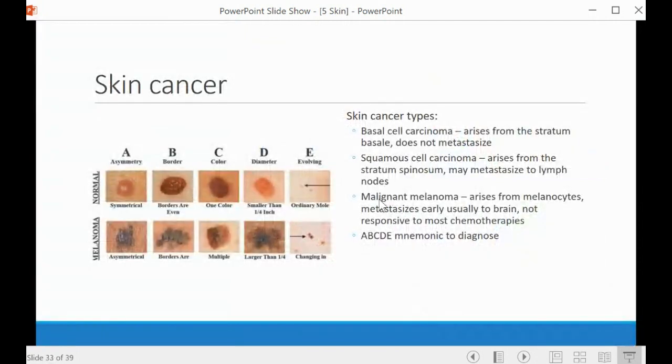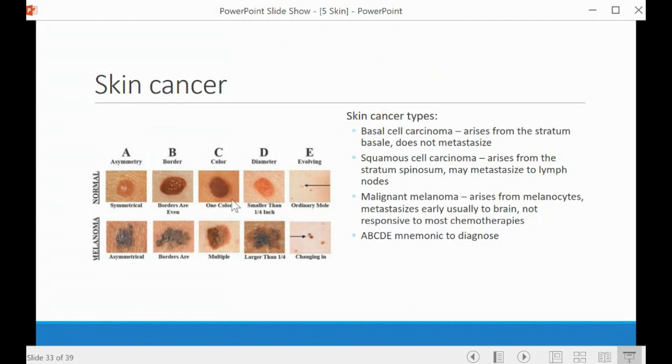Right? Let's talk about skin cancer. So when we're diagnosing skin cancer, we're actually looking at any discoloration of the skin, and we're going to look at those areas, and we look at A, B, C, D, E. So A is asymmetry. So is it symmetrical or not? Okay, so this is normal, this is not. Okay, then we look at the border. So are the borders even or are they irregular?